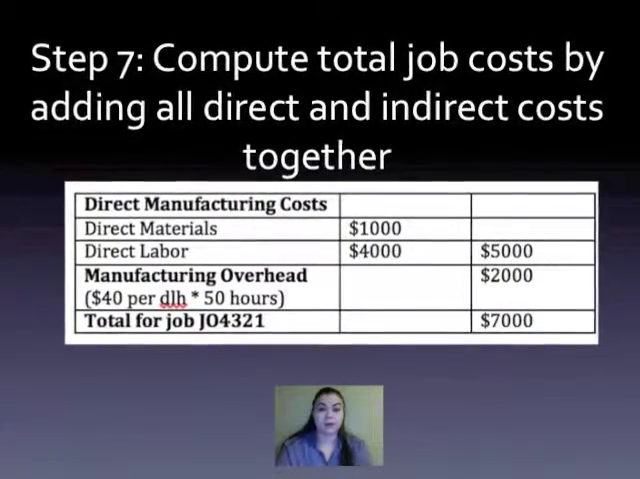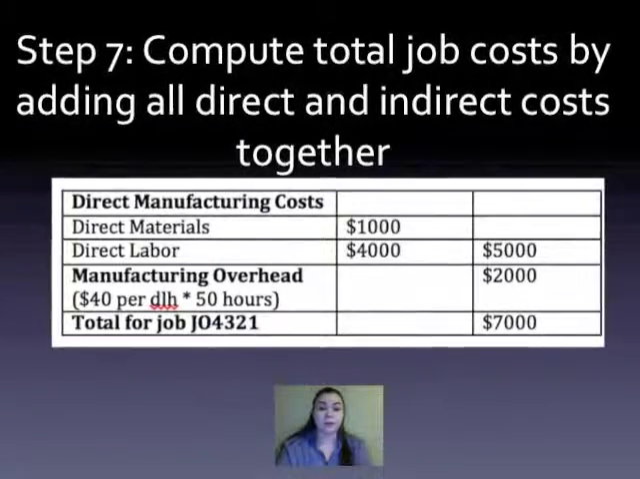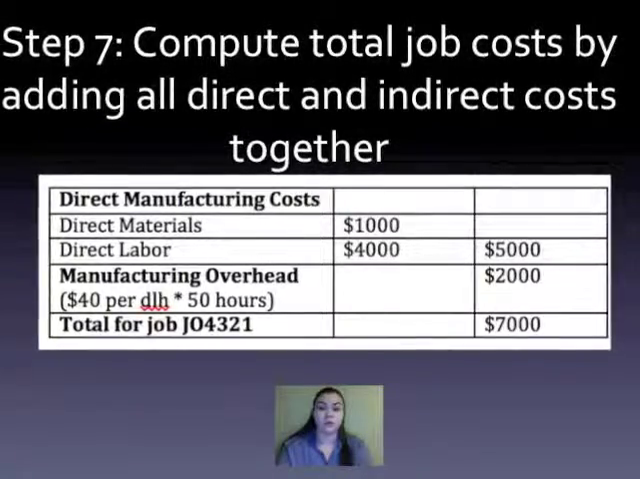Step 7. Compute total job costs by adding all direct and indirect costs together. By adding direct materials, direct labor, and manufacturing overhead, we will get our total cost for this particular job.